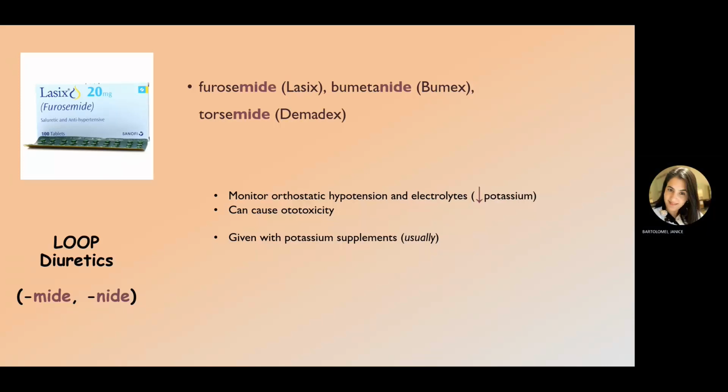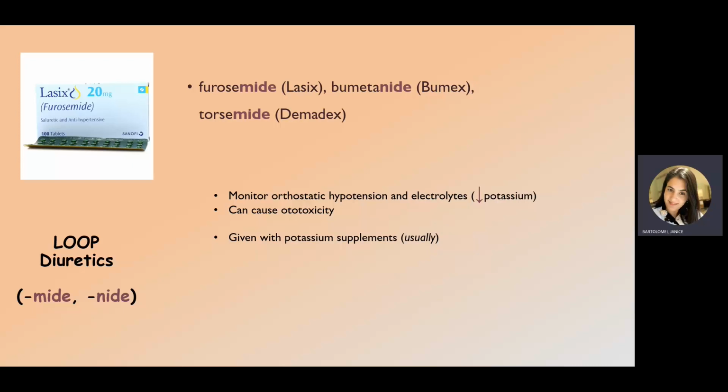Furosemide, bumetanide, and torsemide. So mide or nide, lose potassium, lose fluid, pee a lot. They pee a lot. So now with these, you always think about safety. For all diuretics, you think about safety because you're lowering their blood pressure and you're losing fluid, so you can become dehydrated as well as having orthostatic hypotension.